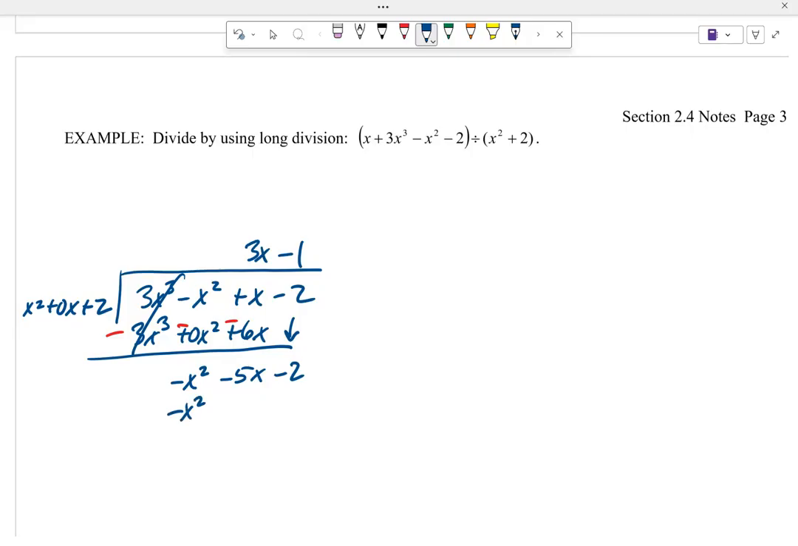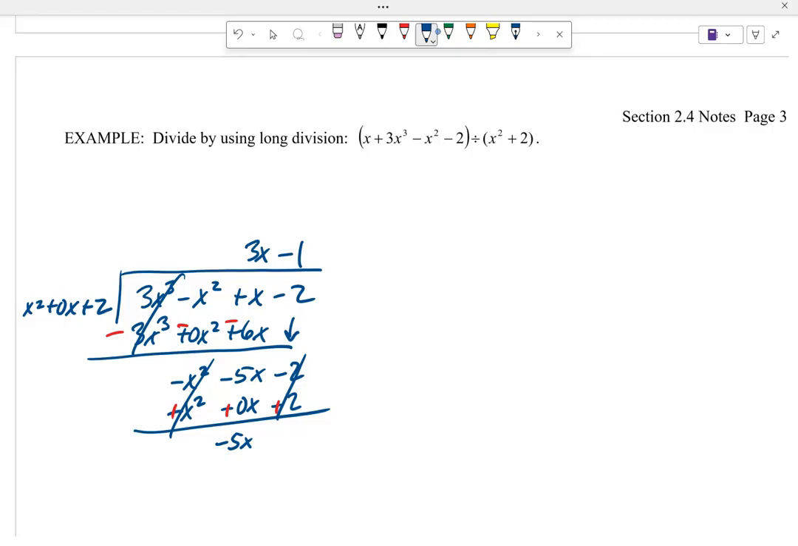Negative 1 times 0x is a negative 0x. Negative 1 times 2 is a negative 2. But don't forget, we got to change our signs. We're going to subtract all that. So negative x squared plus x squared, that's gone. Negative 5x plus 0x is negative 5x. And negative 2 plus 2 is gone. So it looks like we just have that negative 5x.